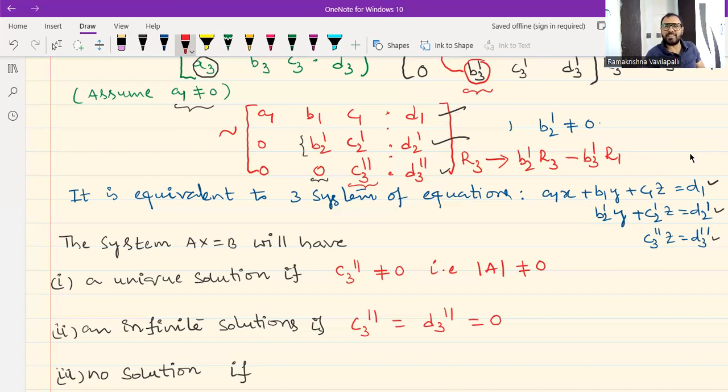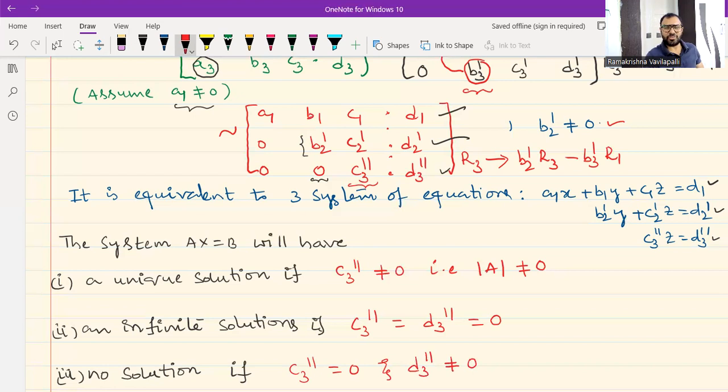So here I have taken that B2 dash is not equal to 0. So for infinite solutions, C3 double dash equal to D3 double dash equal to 0. Now for no solution, C3 double dash equal to 0 and D3 double dash not equal to 0.